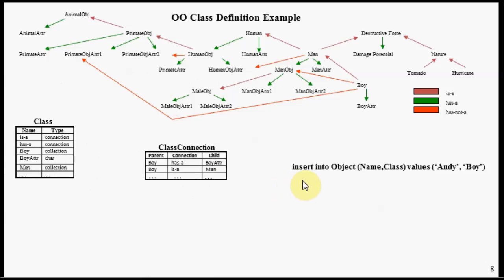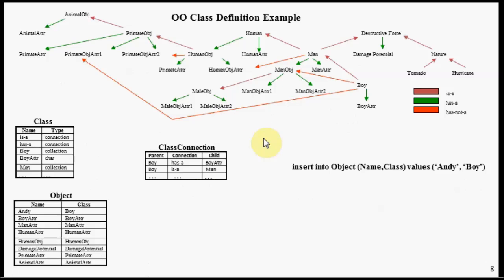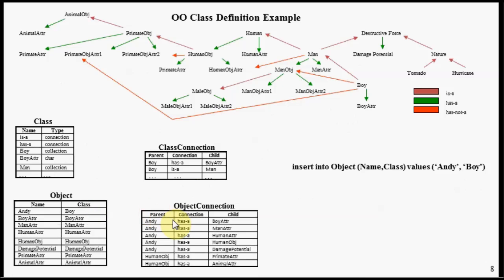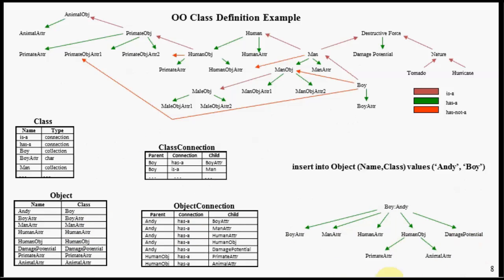Okay, now let's look at what happens when we want to instantiate this particular node, a boy. What we're going to do is instantiate this boy. We're going to call this instantiation Andy. And what is going to happen behind the scenes is TCSQL is going to figure out all of the particular properties that need to be inherited, and it will populate the appropriate object and object connection tables. And these two tables will represent an object graph that looks like the following.